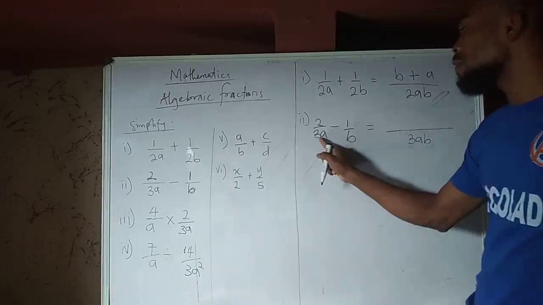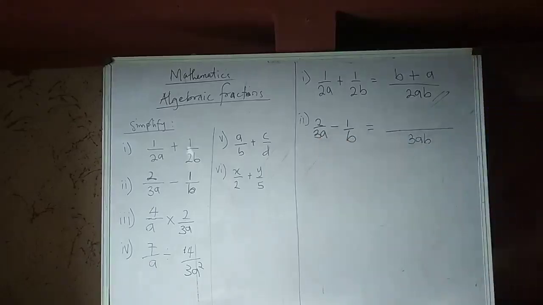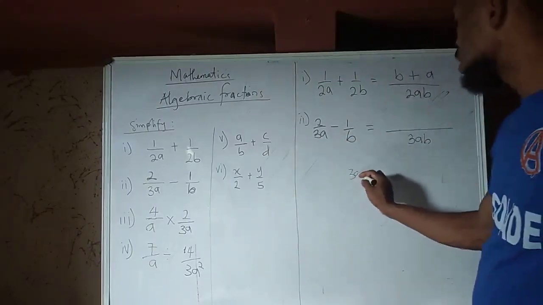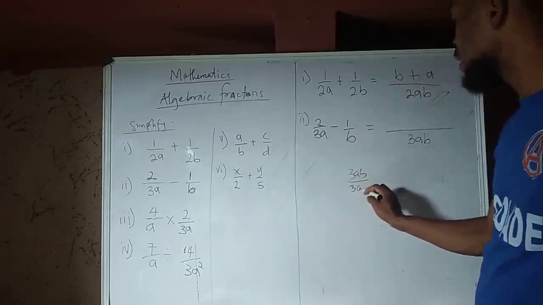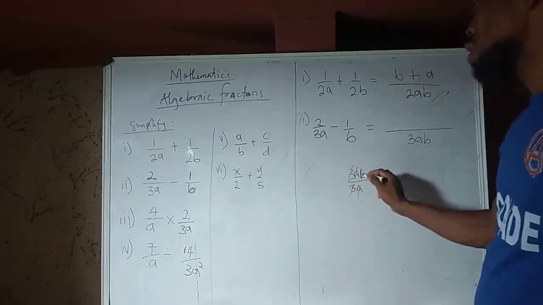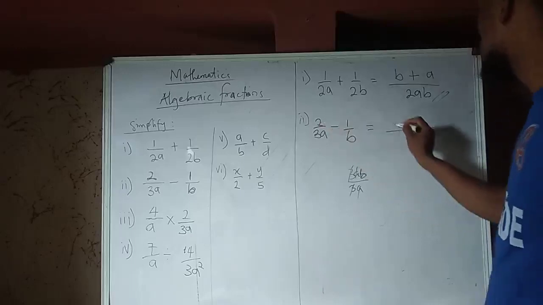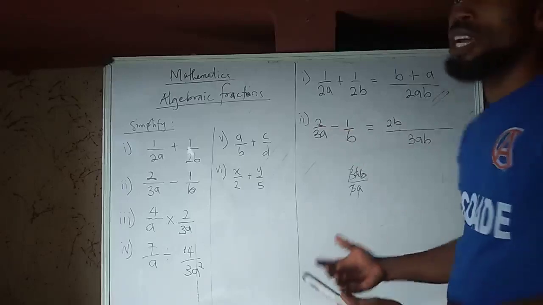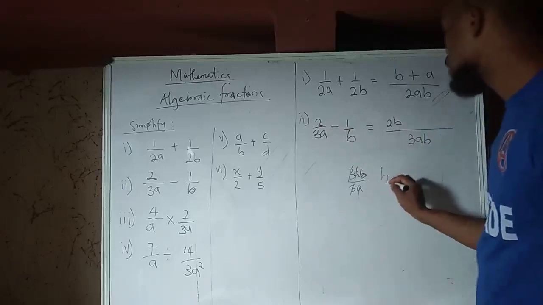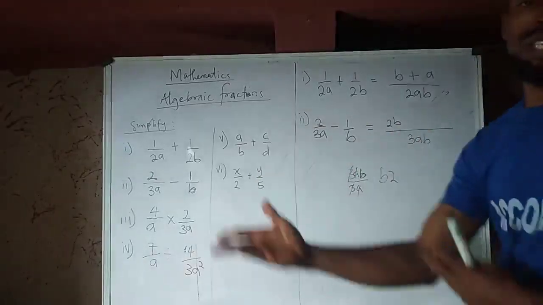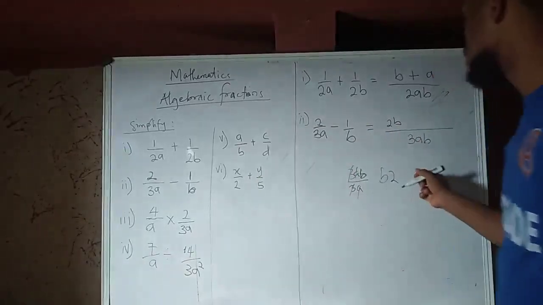So 3ab divided by 3a will give us b. This is what I mean. 3ab divided by 3a, 3 will cancel 3, a will cancel a. We'll be left with what? b. Alright, so b times 2 will give us 2b. People often want to write b2. It's not correct to write it this way. It's 2b. That's the correct way to write it.